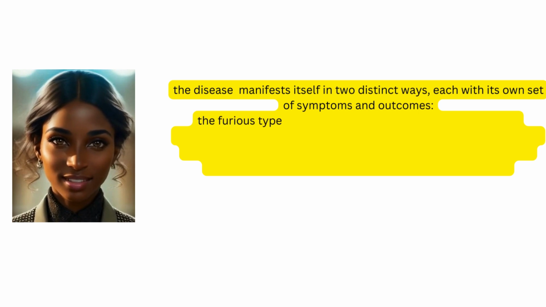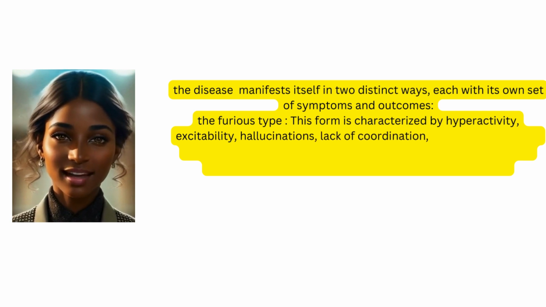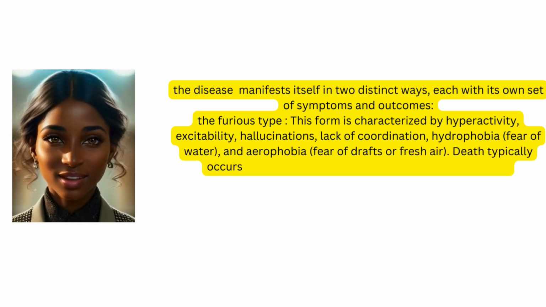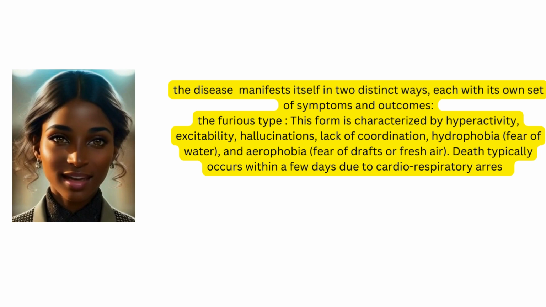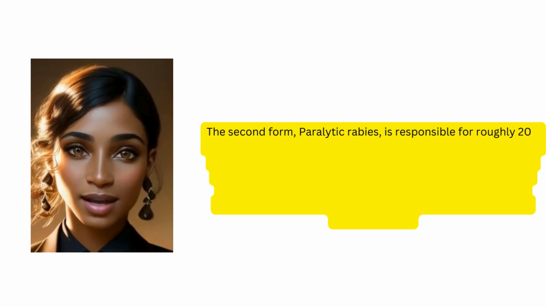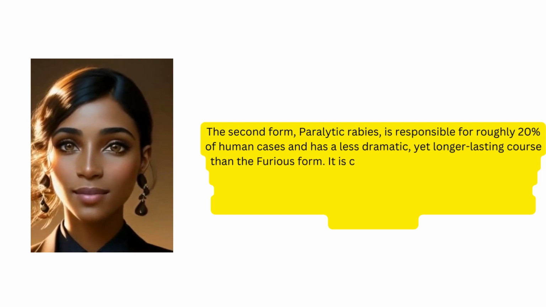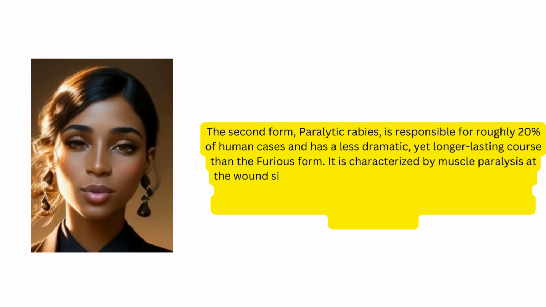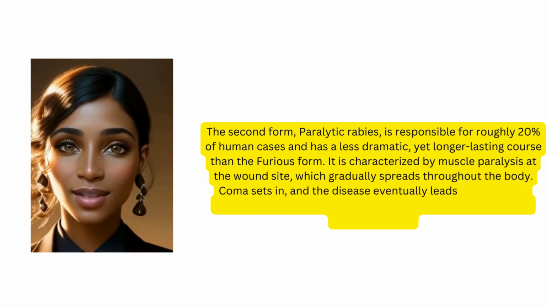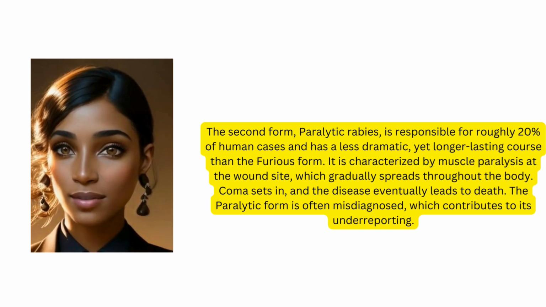The furious type. This form is characterized by hyperactivity, excitability, hallucinations, lack of coordination, hydrophobia, fear of water, and aerophobia, fear of drafts or fresh air. Death typically occurs within a few days due to cardiorespiratory arrest. The second form, paralytic rabies, is responsible for roughly 20% of human cases and has a less dramatic, yet longer-lasting course than the furious form. It is characterized by muscle paralysis at the wound site, which gradually spreads throughout the body. Coma sets in, and the disease eventually leads to death. The paralytic form is often misdiagnosed, which contributes to its underreporting.